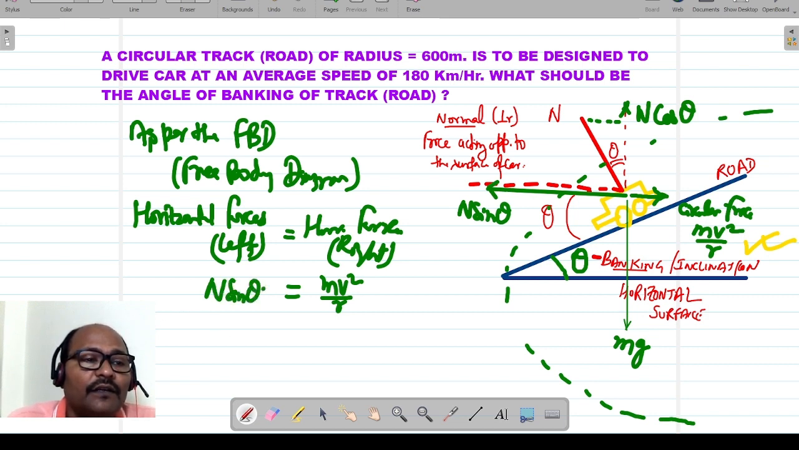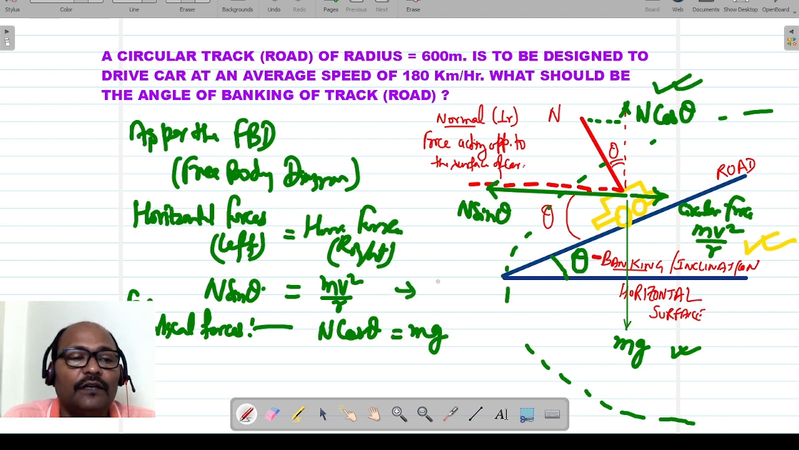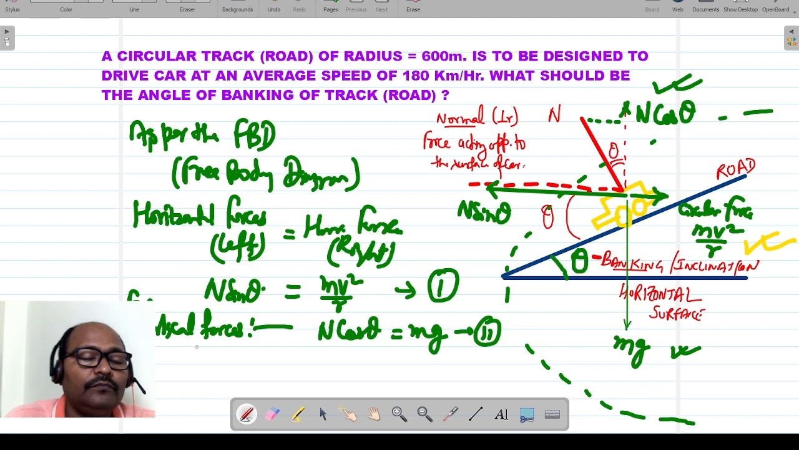Now similarly, for vertical forces, what we'll see: N cos theta is the vertical force in the upward direction and mg in the downward direction. So N cos theta will be equal to mg. Let us mark the horizontal equilibrium equation as 1 and the second one as 2. Now what we'll do, we'll just divide it.